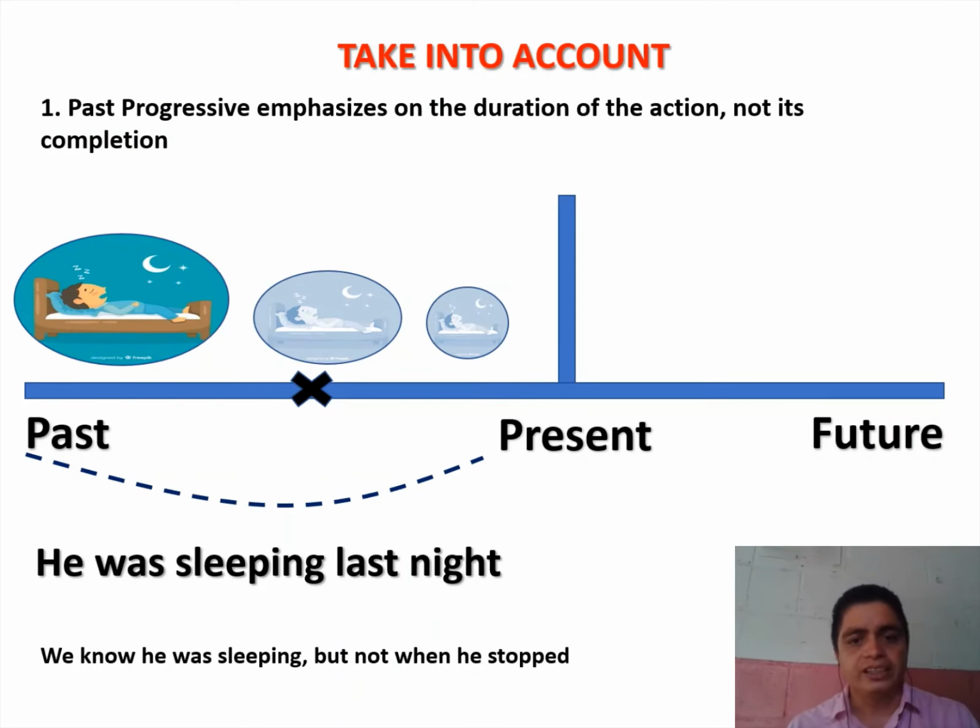So take into account these rules. For example, past progressive emphasizes the duration of the action, not its completion. So for example, he was sleeping last night. We know he was sleeping, but not when he stopped. So that means at some time he stopped sleeping, but we don't know when. So that's why we use past progressive.